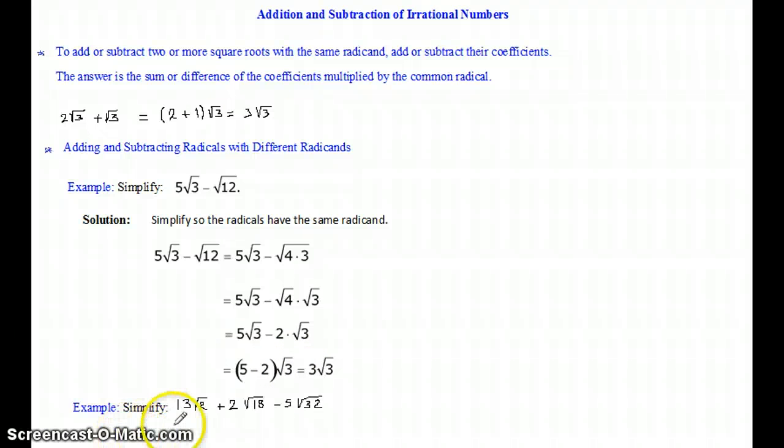Let's do one more example. Simplify 13 square root of 2 plus 2 square root of 18 minus 5 square root of 32. We can't directly add and subtract the radicals because they have different radicands. All of them are square roots but with different radicands. So we should try to simplify the second and the third radical. My advice is to stop the video at this moment and to solve the problem by yourself. And then you can watch it and compare the results.